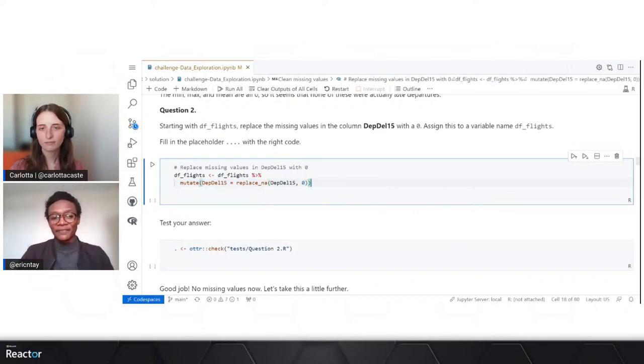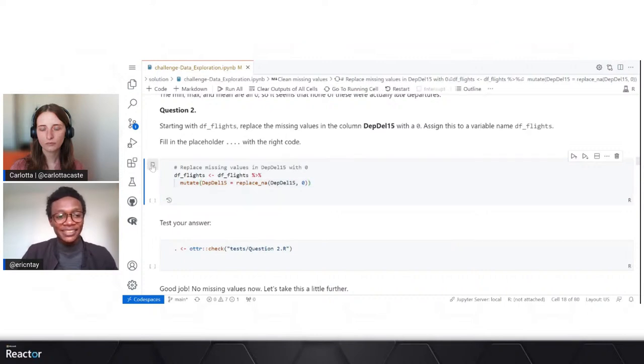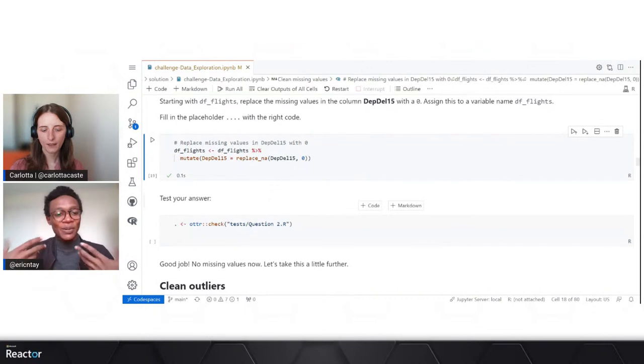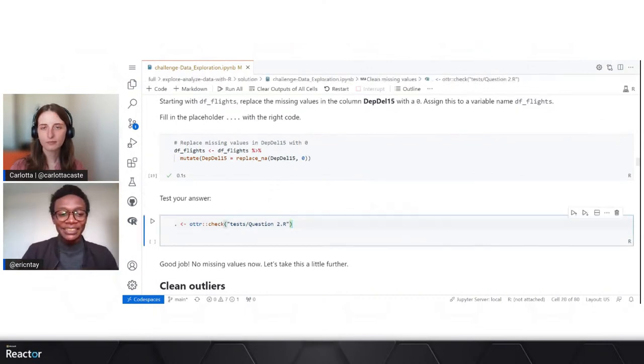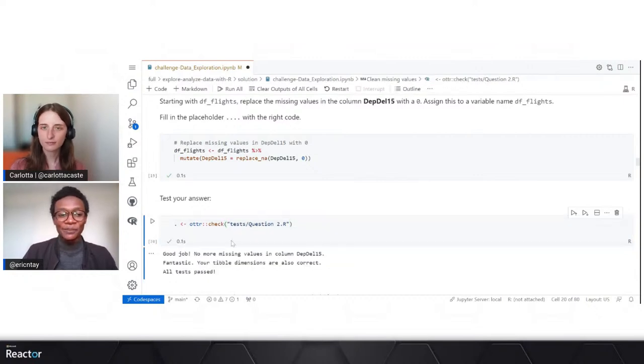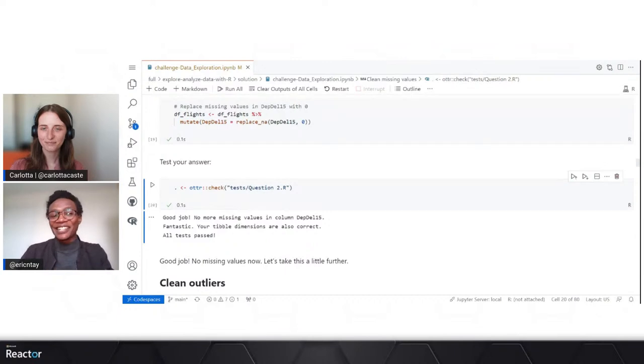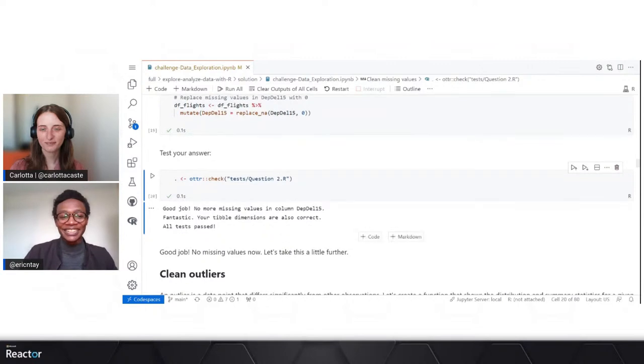So what we have done is take the flight data and modify the departure delay column such that we've replaced the missing values with a zero. And this is done easily using the replace_na verb. What this does is it will only mutate or modify the rows that had a missing value. So we can run this, and we can check whether our answer is correct by running this code chunk. This is the most correct answer, where we have replaced the missing values in the departure delay 15 column. So Carlotta, that's how we'll solve it.